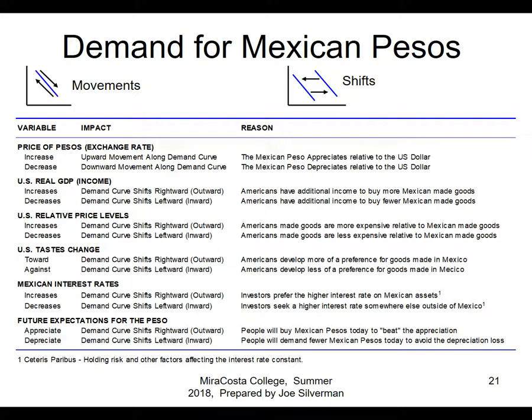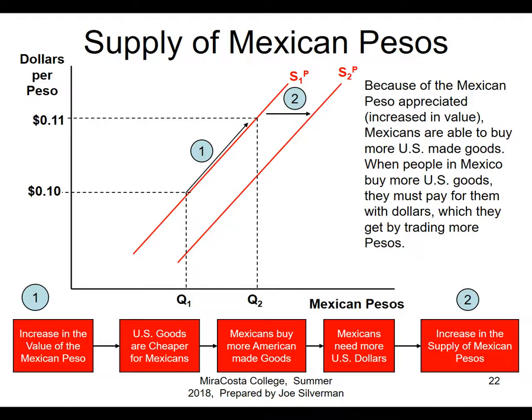All right, so now that we've talked about the demand for Mexican pesos, let's talk a little bit about the supply of Mexican pesos and things that would influence it. So, if the value of the Mexican peso went up, the way we'd show that when we're looking at the supply side is as a vertical movement, an upward movement on the supply curve for Mexican pesos.